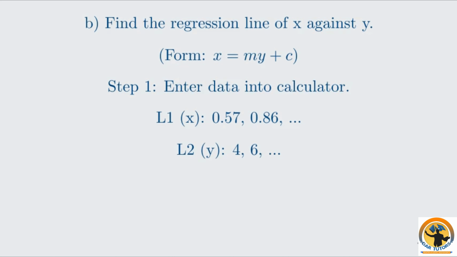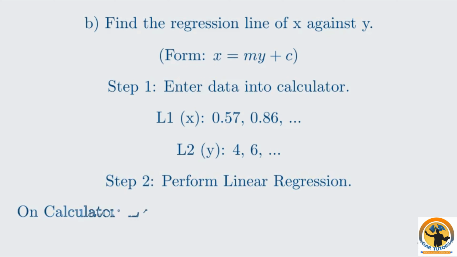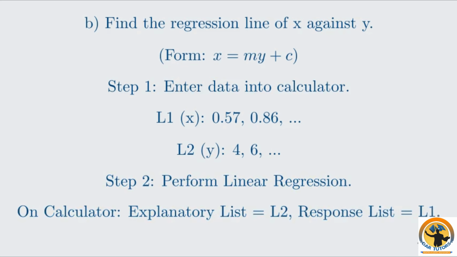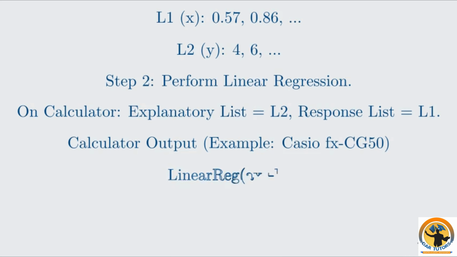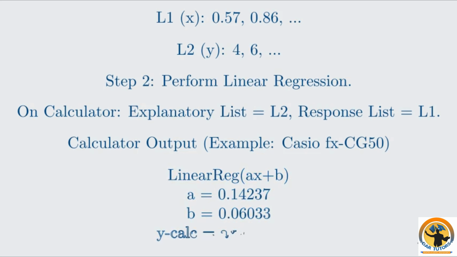So, for x against y, we must trick the calculator. To get x against y, we need to tell the calculator to use x as the y variable and y as the x variable. So, set your explanatory list to L2 and your response list to L1. Then perform a linear regression. The calculator will give an output like this. It uses a for the gradient and b for the intercept. But remember, it's calculating y_calc = a times x_calc + b. In our case, the calculator's y_calc is our x, and its x_calc is our y.